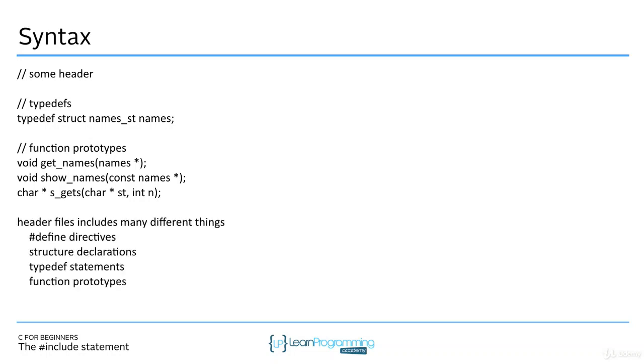So a header file can include many, many different things. It can include define directives, constants, structure declarations. This is, again, kind of a way to group different variables, group different data. Typedef statements have to do with data types. We'll talk more about that. But function prototypes are really the important one. They're telling you how functions are defined so the compiler can generate the code it needs to.